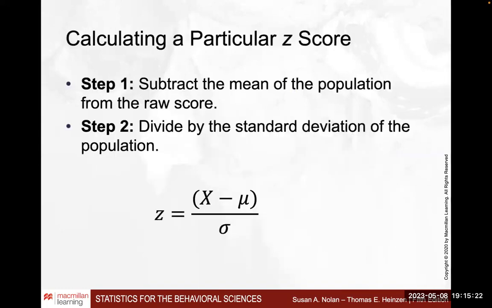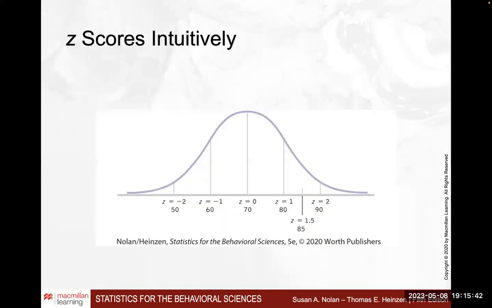If you look at the formula, if the X is larger than the mu, this has to be a positive z, because that's when the numerator becomes positive. If the X is smaller, then you're subtracting a number that is larger, so the numerator becomes negative, and it becomes a negative z.